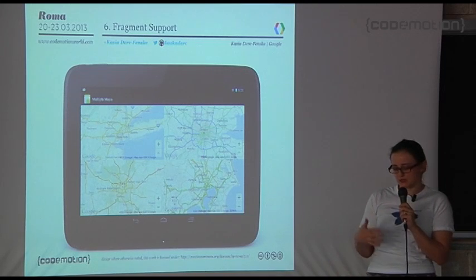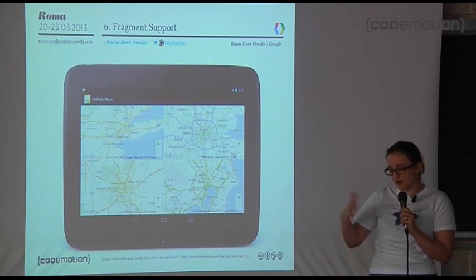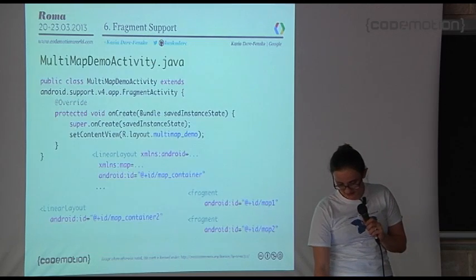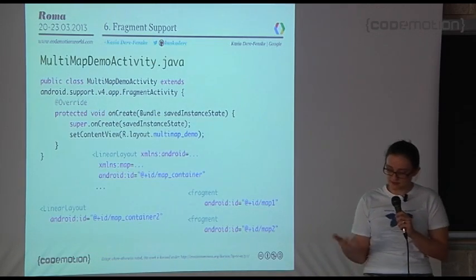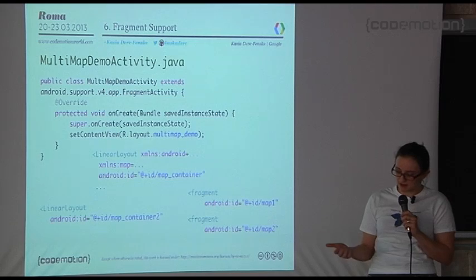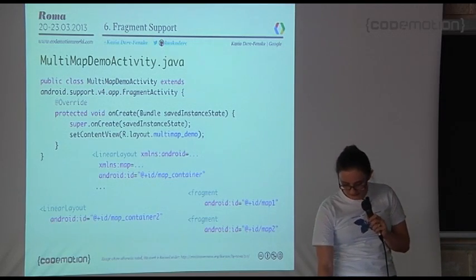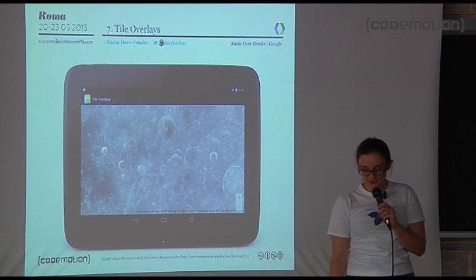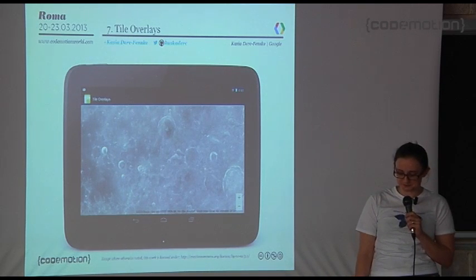And we have fragment support, so you can have multiple maps in one view, in one screen, and you can simply add that. The way to do it is you specify the linear layout and simply add different fragments in the layout. And also we have tile overlays.